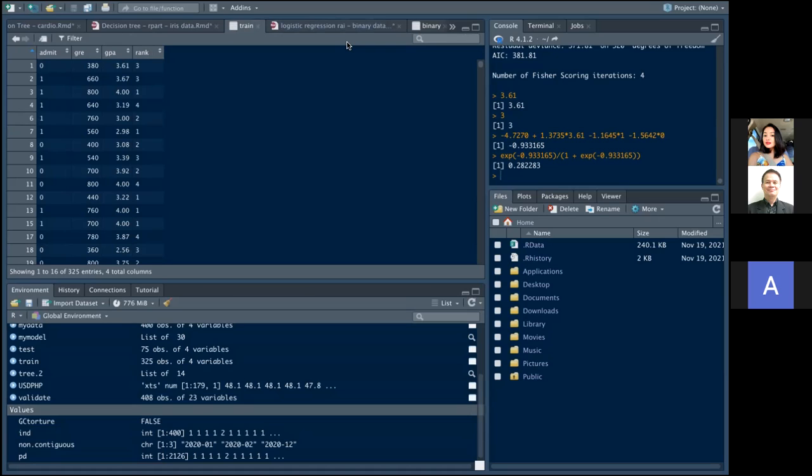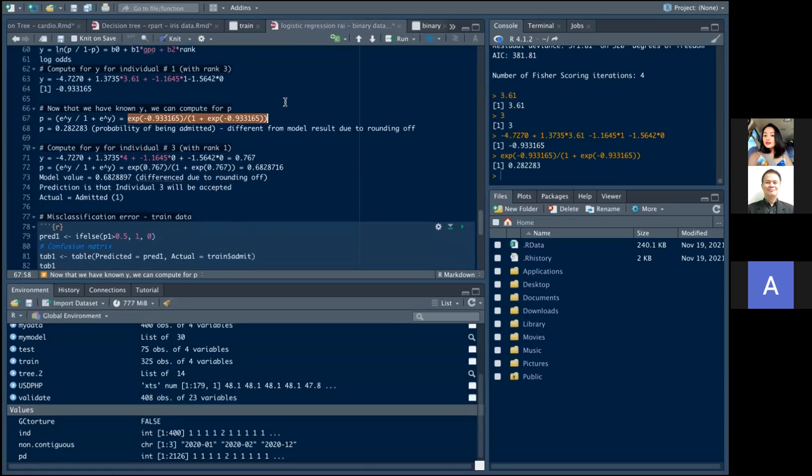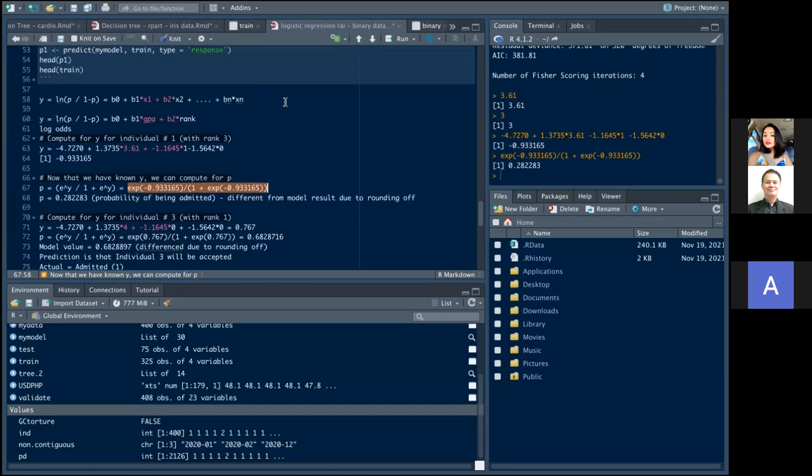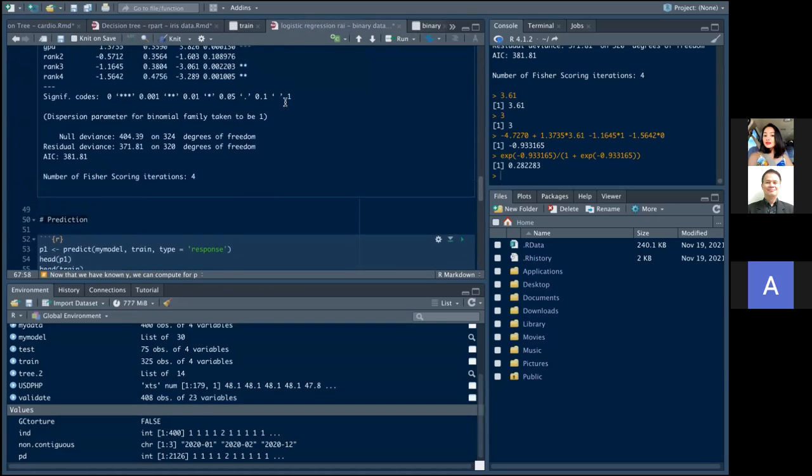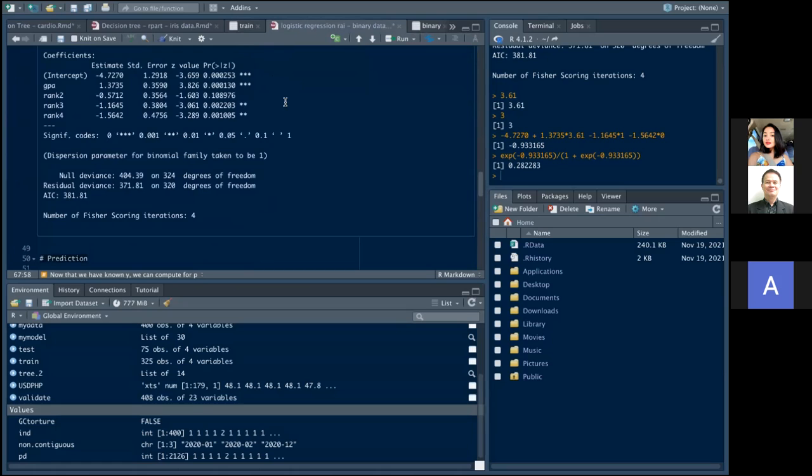So in a nutshell, guys, that's how this model computes whether the student is accepted or not. If the probability is 0.5 or more, then the prediction is that the student will be accepted. If it's less than 0.5, then the student will be rejected. So let's go just a few more minutes, guys. Let's go to the logistic regression. Could you kindly go down, please?